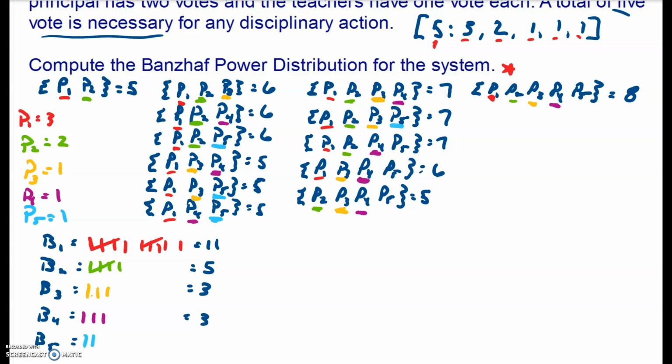7 minus 1, not critical. 7 minus 1, not critical. 6 minus 1, not critical. 5 minus 1, critical. And 8 minus 1, not critical. So I see that player 5 is critical a total of 3 times.